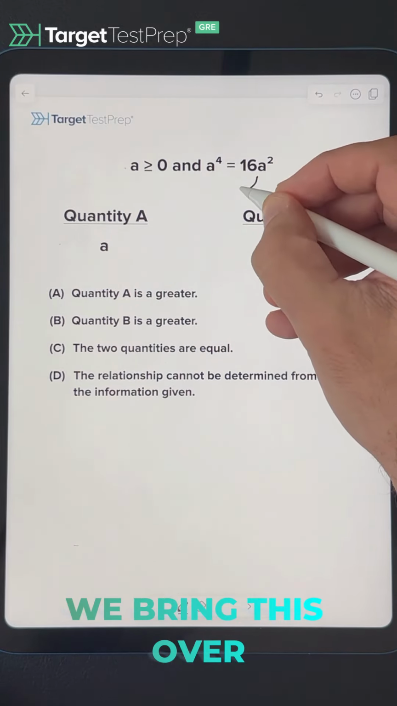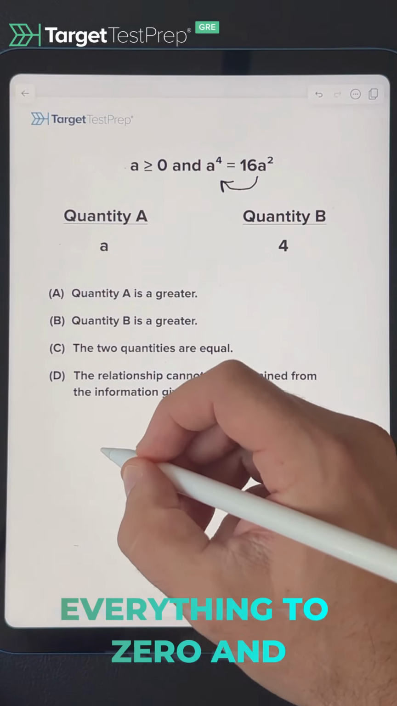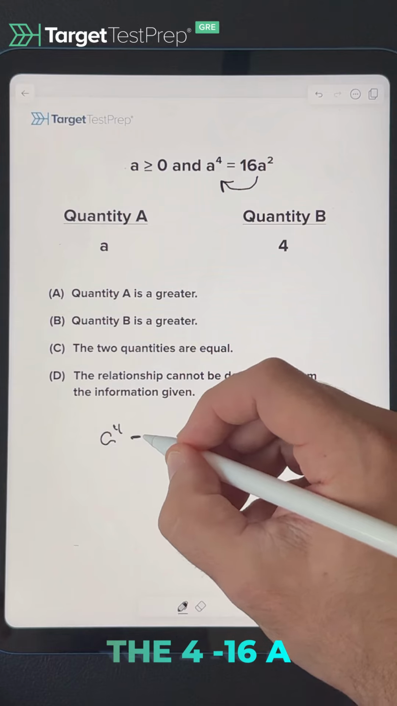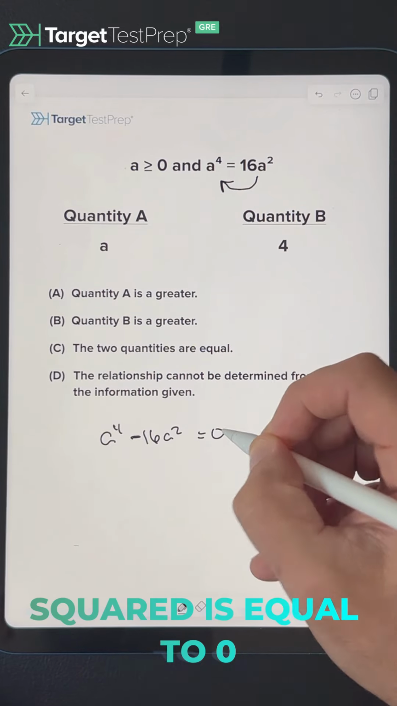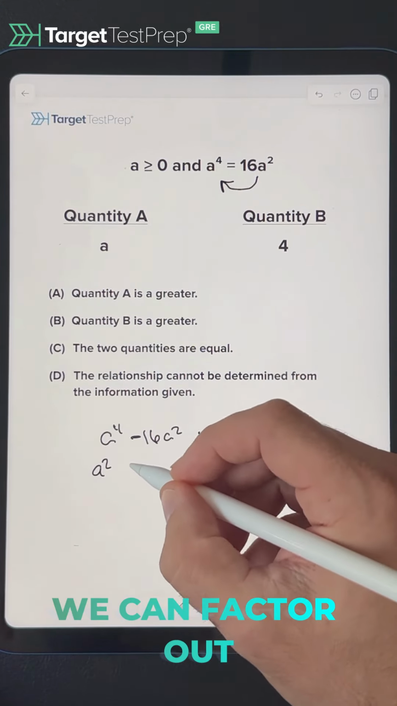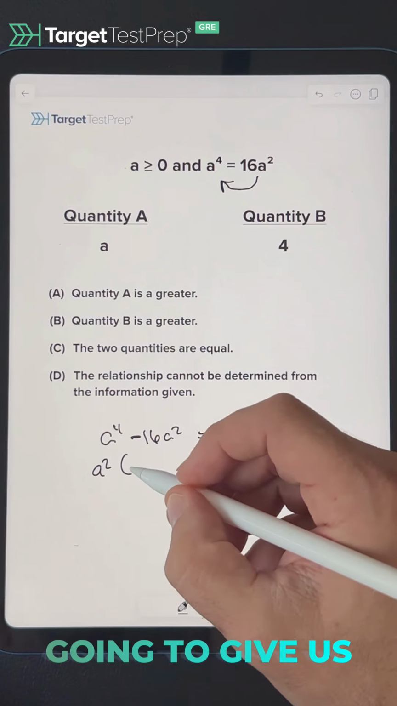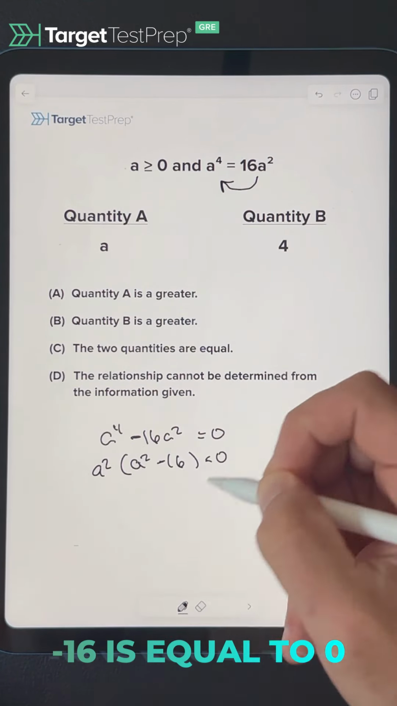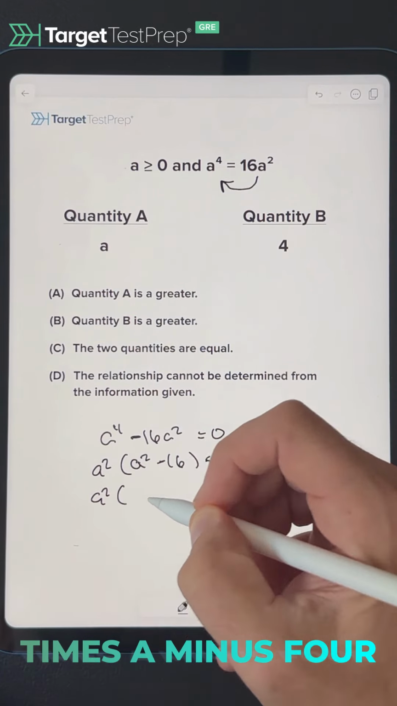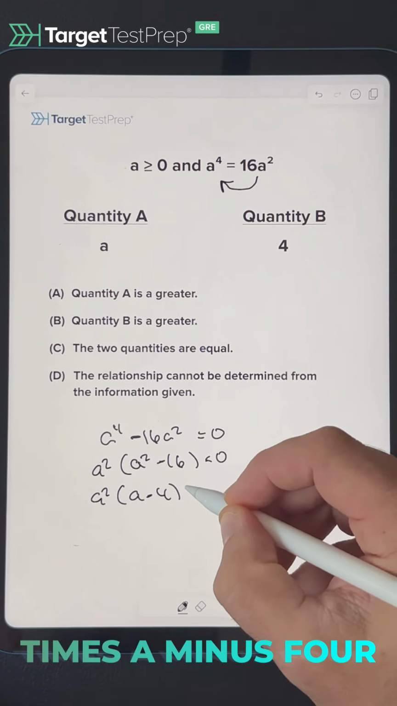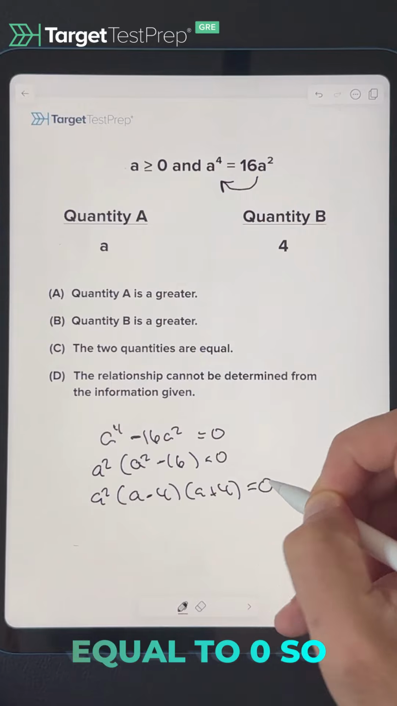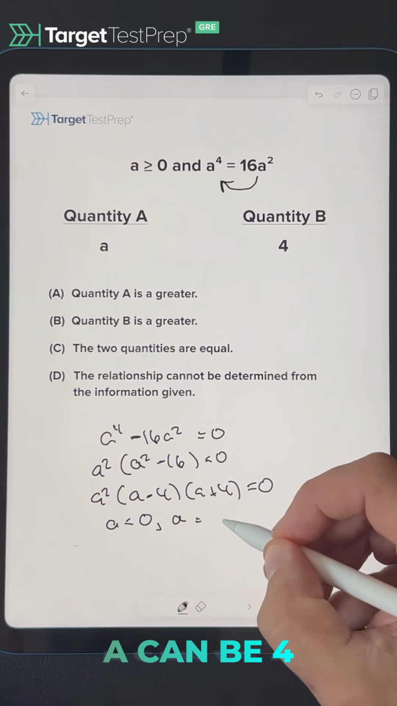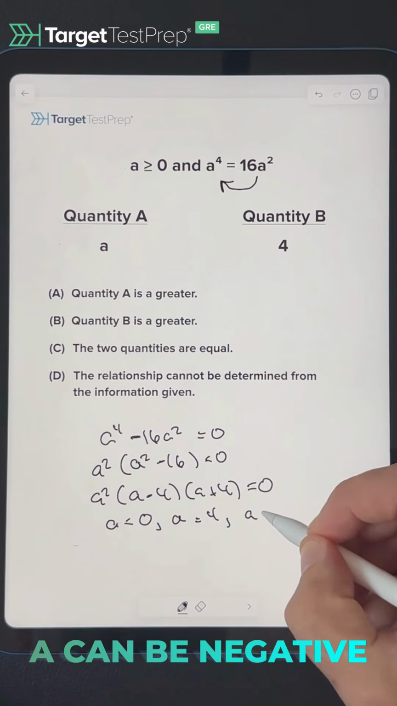We bring this over here, and we're going to have to set everything to 0 and factor out. That's the way this is going to be solved. So we have a to the 4 minus 16a squared is equal to 0. We can factor out an a squared. That's going to give us a squared times a squared minus 16 is equal to 0. a squared times (a minus 4)(a plus 4) is equal to 0. So what are our options? a can be 0. a can be 4. a can be negative 4.